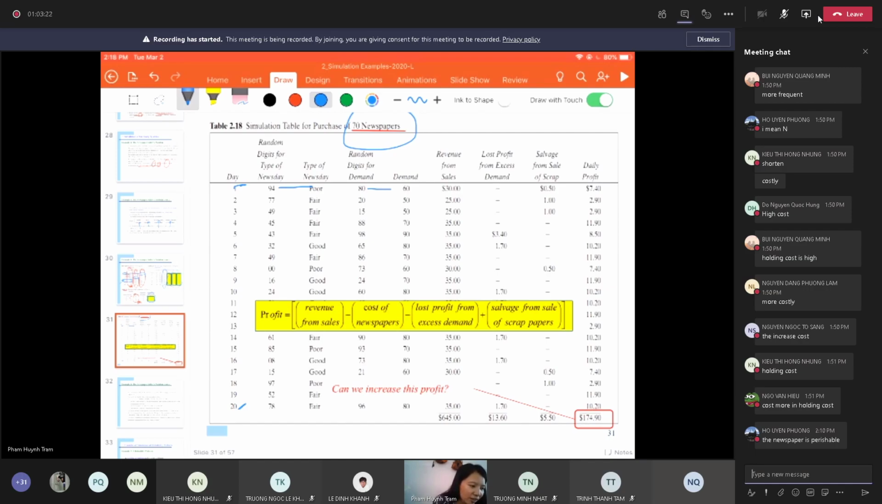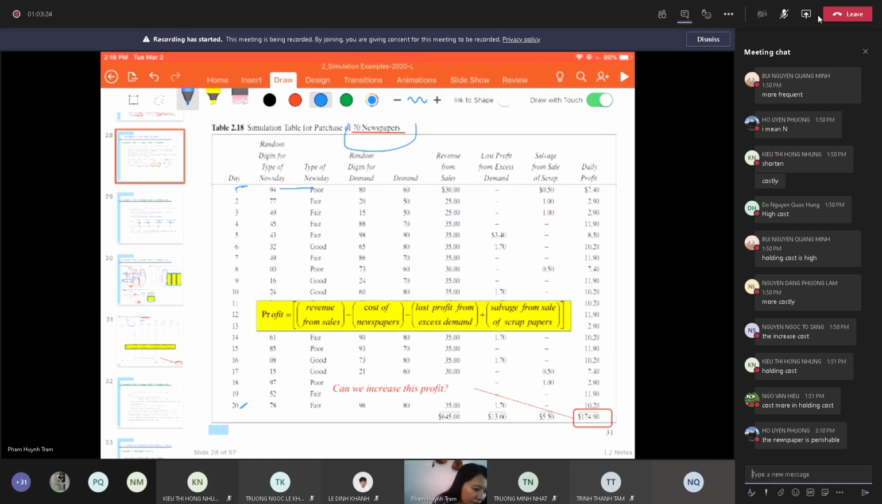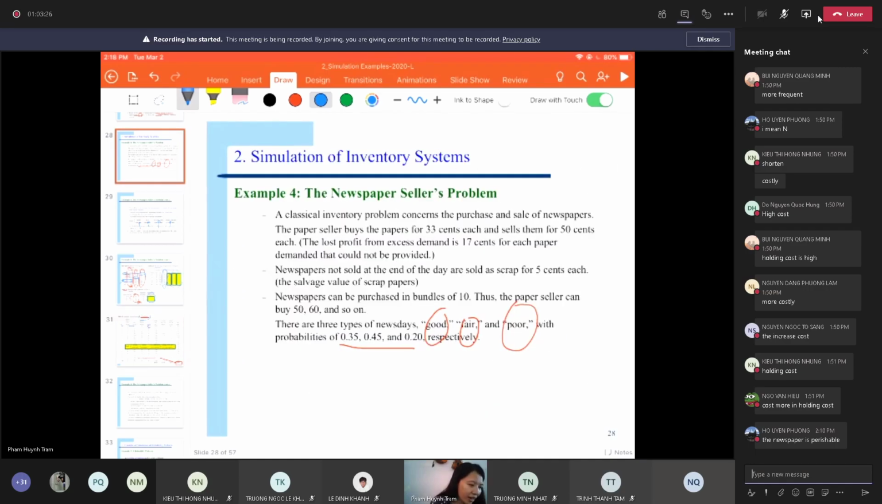All right, so we have certain information here. The paper seller buys the newspaper for 33 cents. The cost to purchase one newspaper is 33 cents. Then we sell it for 50 cents. And if we cannot sell it, then we can sell the extra paper for 17 cents.